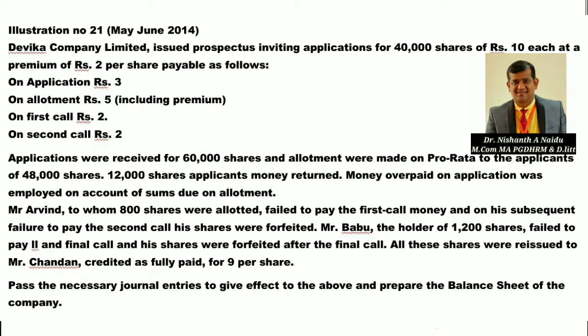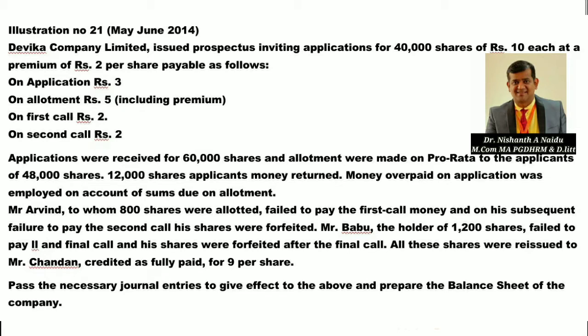Mr. Arvind, to whom 800 shares were allotted, failed to pay the first call money, and on his subsequent failure to pay the second call, his shares were forfeited. Mr. Babu, the holder of 1,200 shares, failed to pay the second and final call, and his shares were forfeited after the final call. All these shares were reissued to Mr. Chandan, credited as fully paid for 9 rupees per share. Pass the necessary journal entries and give effect to the above and prepare the balance sheet of the company.